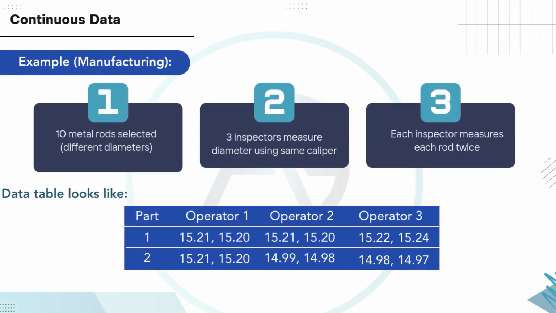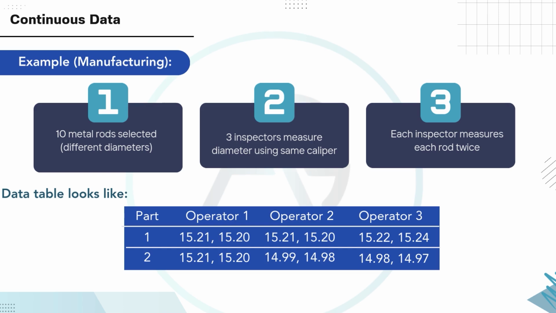Let's now look at a practical example of how a gauge R&R study is conducted in a manufacturing setting for continuous data. Step 1. We start by selecting 10 metal rods, each with different diameters. This allows us to capture a representative range of variation in the parts being measured. Step 2. Then we have 3 inspectors, or appraisers, who will measure the diameter of these rods using the same caliper.